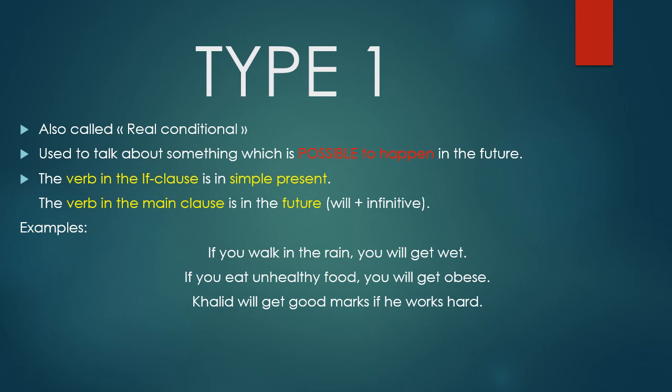If you eat unhealthy food, you will get obese. Khalid will get good marks if he works hard. So we are talking about things that are possible to happen in the future.